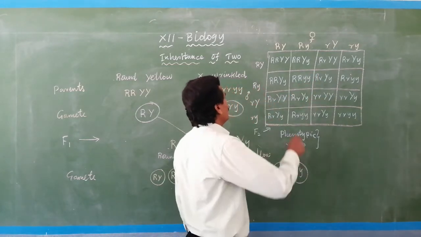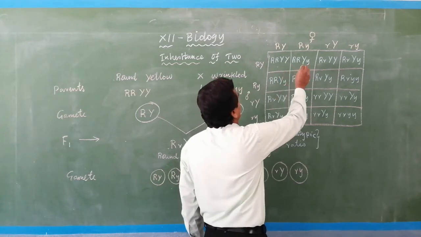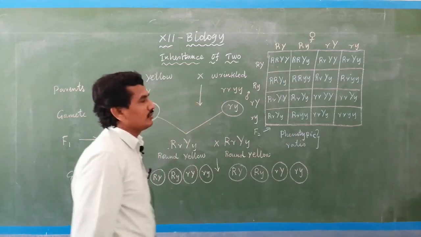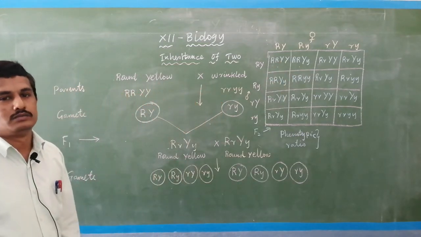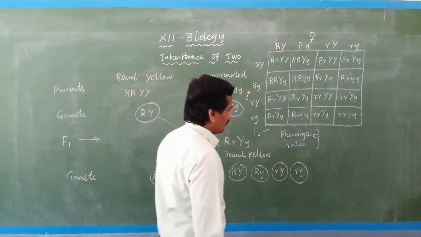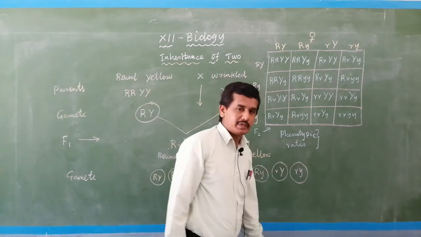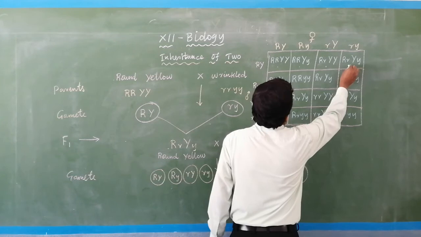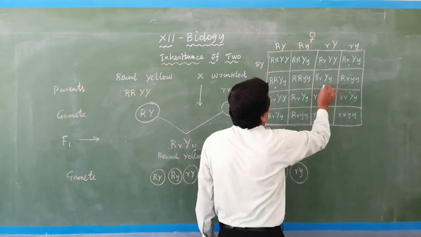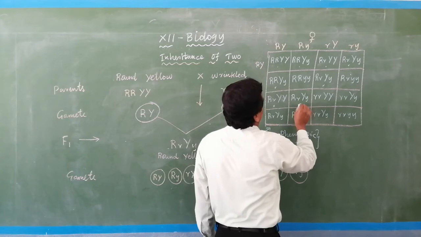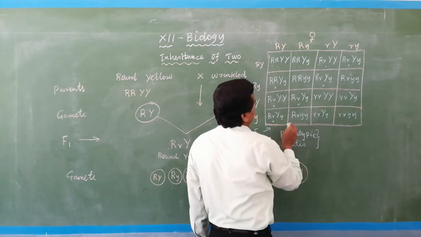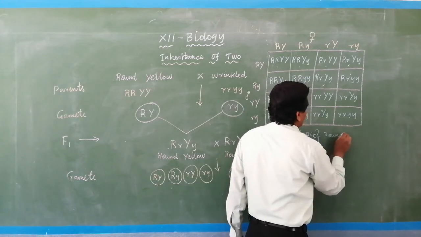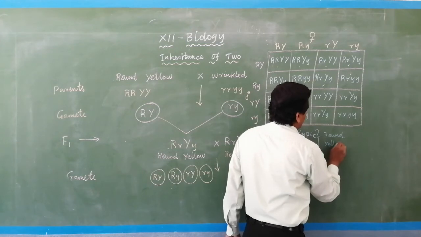So how many round yellow? You can count: one capital letter R and one capital letter Y means it is expressing round yellow, because the capital R and capital Y genes are dominant, so they are expressed. So here also round yellow: 3, 4, 5, 6, 7, 8, 9. So only 9. So round seeded plants with yellow cotyledon, how many?